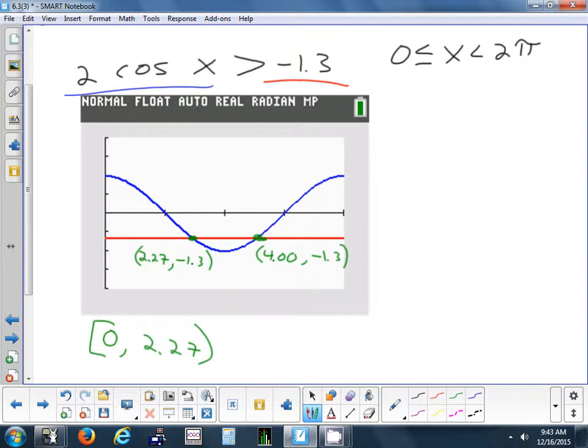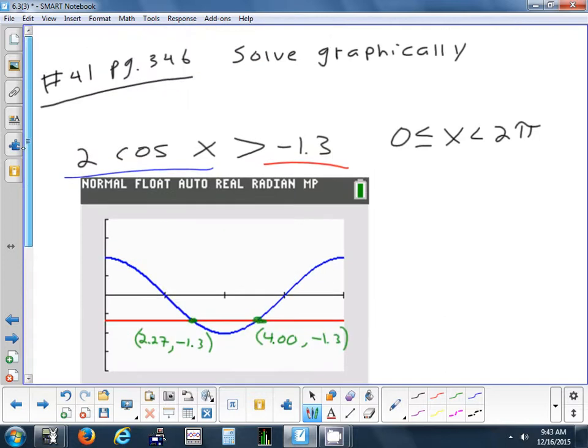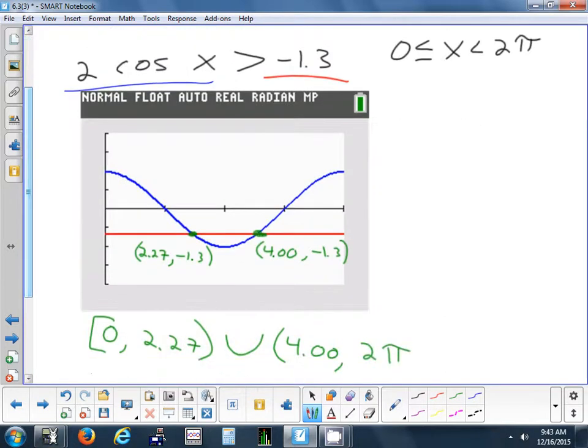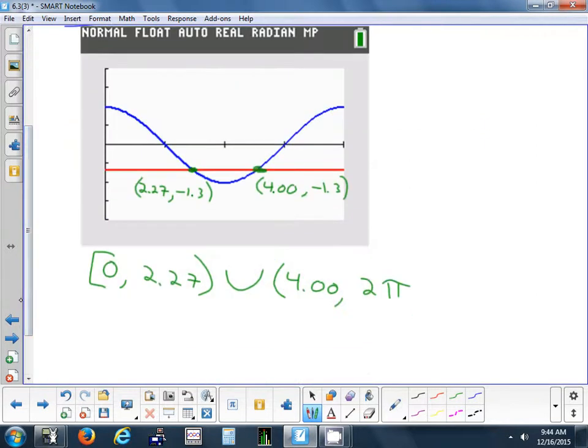And does anyone remember the symbol we put in between when we have two intervals? Yep. A U. So or. And who can give me my second interval? Parenthesis 4.00 and 2 pi. Parenthesis, because we can't be equal. And up to what number? 2 pi. Yep, we're ending at 2 pi. Bracket or parenthesis? Well, can we include 2 pi? No. We can't include 2 pi, we can only be less than it. So we need a parenthesis.